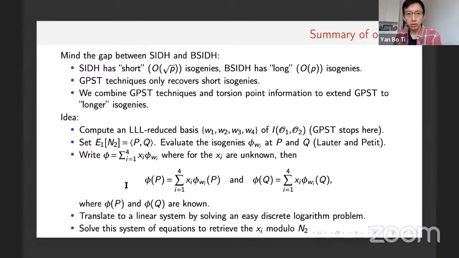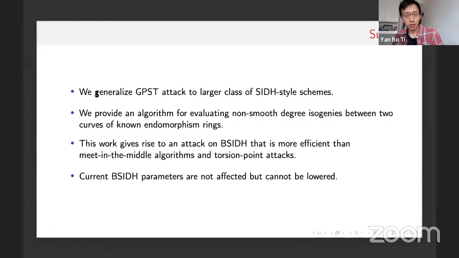Okay, so moving on to the last slide now. Just a recap of what we have done in this paper. We generalized the GPST attack to a larger class of SIDH style schemes, namely B-side. And we provide an algorithm for evaluating non-smooth degree isogenies. This gives us an attack for B-side that's more efficient than meet in the middle. And we actually prove that the current B-side parameters are tight, so that they're not affected. We can't actually touch them yet, but they cannot be lowered. So this is the end of my presentation.